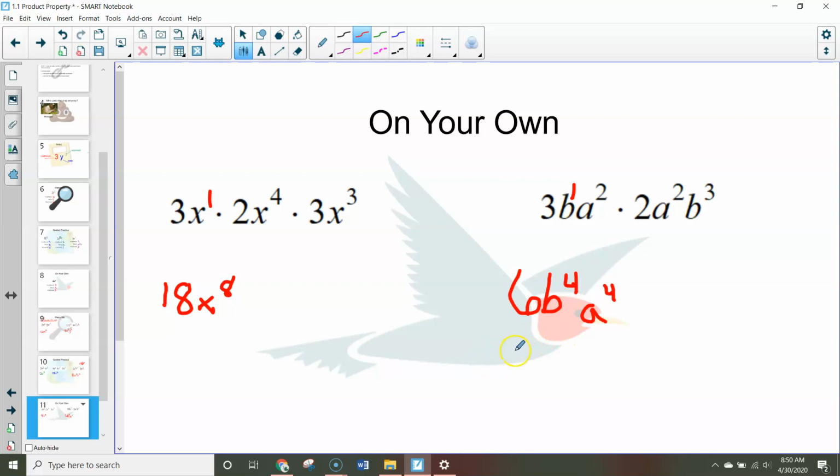If you decided to write this one as 6, a to the 4th, b to the 4th, that would also be correct. The order of the variables doesn't really matter as long as the exponents match. So you always want your coefficient first, and then you want to make sure your base and the exponent stay together, but otherwise I'm not going to be too picky about the order.